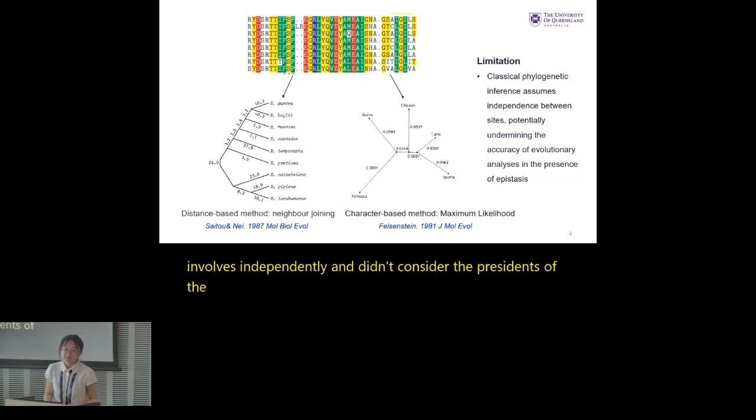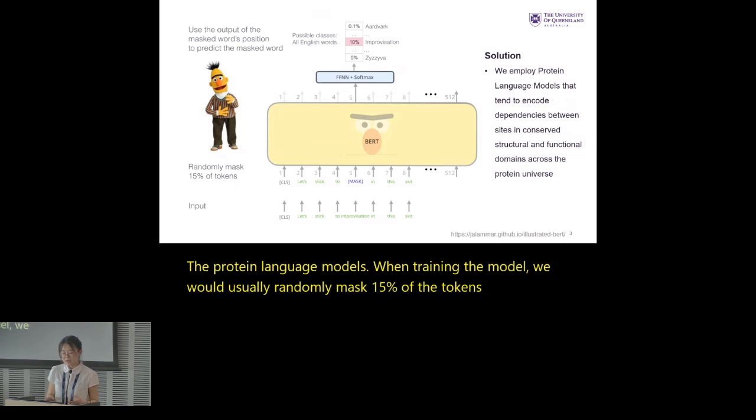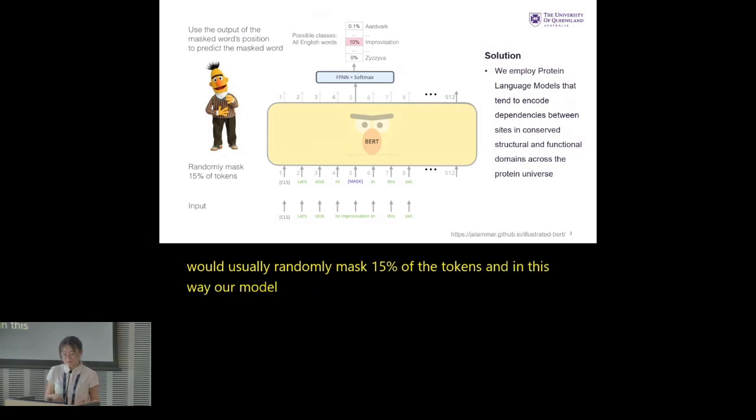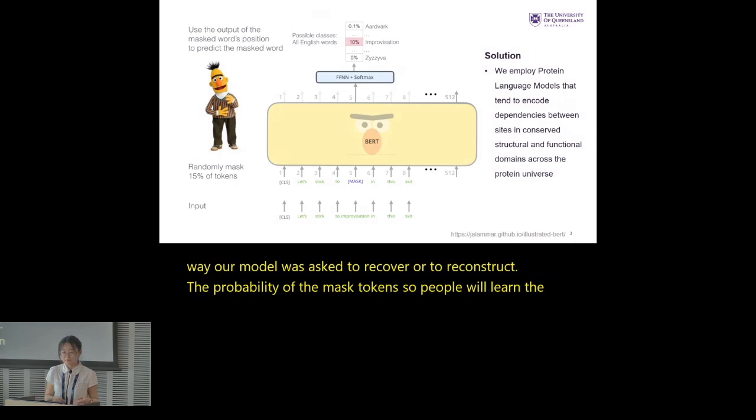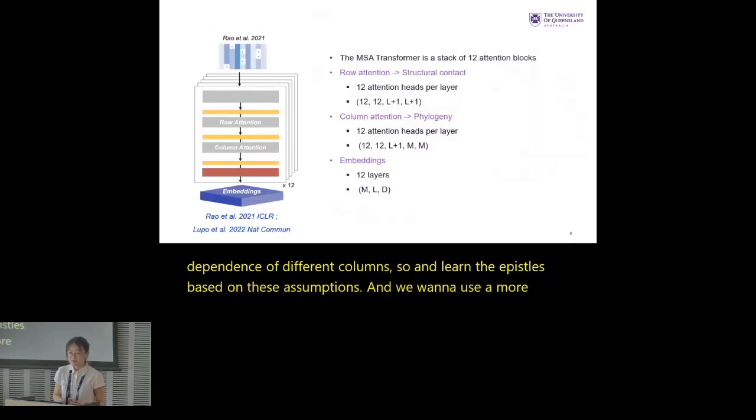So to address these issues, we want to use protein language models. When training the model, we would usually randomly mask 15% of the tokens. In this way, our model is asked to recover, or reconstruct, the probability of the masked tokens. So the model will learn the dependence of different columns and learn the epistasis.